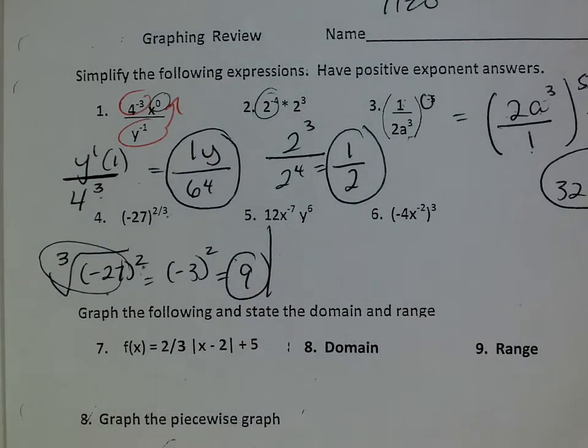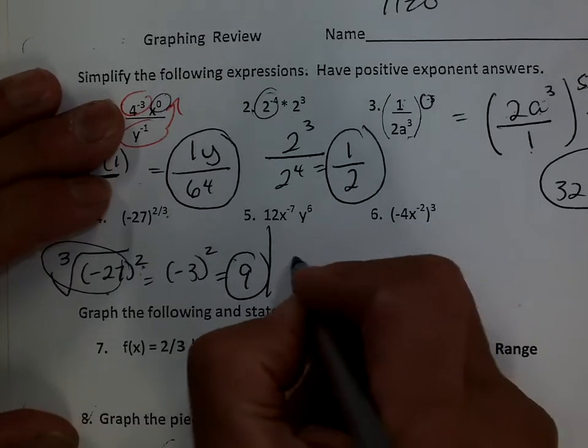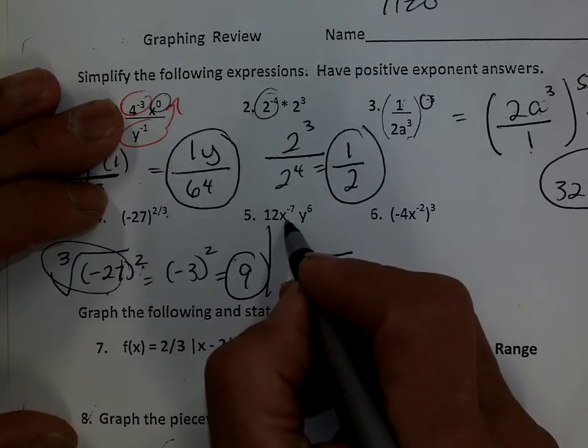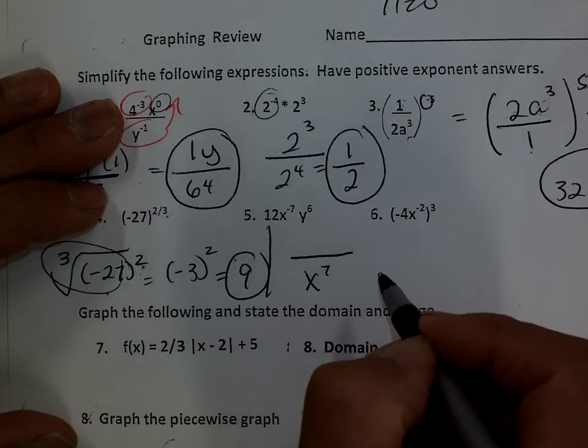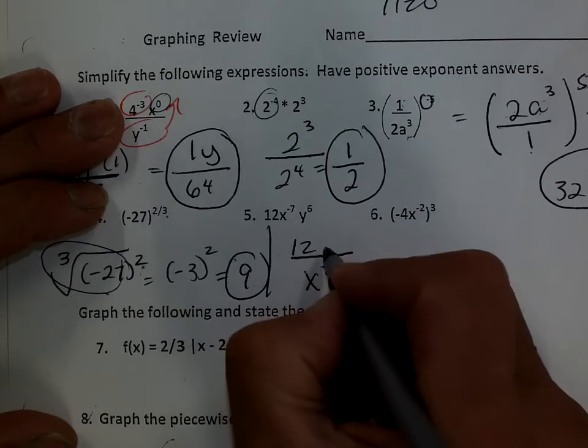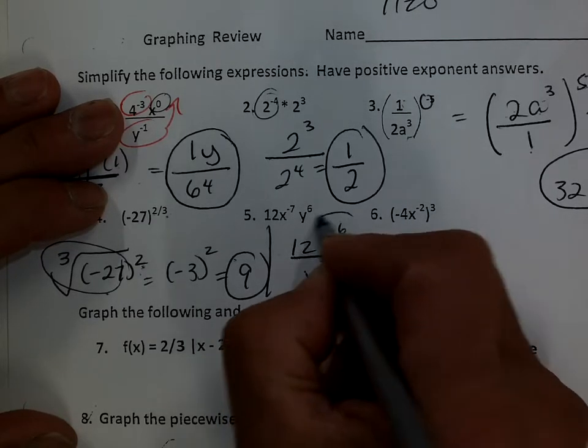Okay, 12. 12 is easy. Honestly. Fraction bar. Bring the x to the 7th down. 12 stays where it's at. And y to the 6 stays where it's at. That's it.